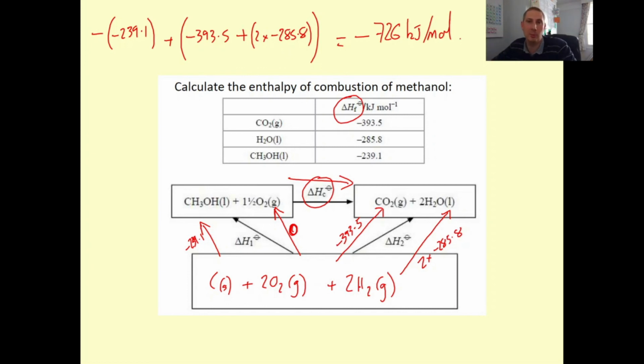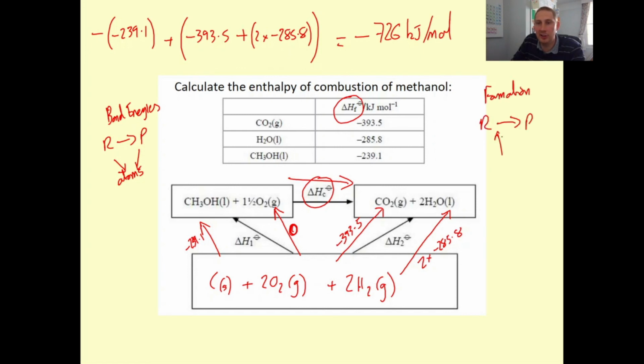It's very similar to a bond energy cycle, but the arrows are going in the opposite direction. For bond energies, we go from the reactants and products to atoms, whereas for formation, we talk about making the reactants and products from elements. And therefore what you'll notice for this one is instead of doing reactants minus products, we are actually doing products minus reactants.